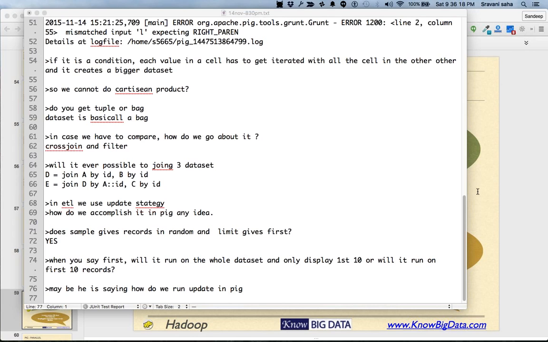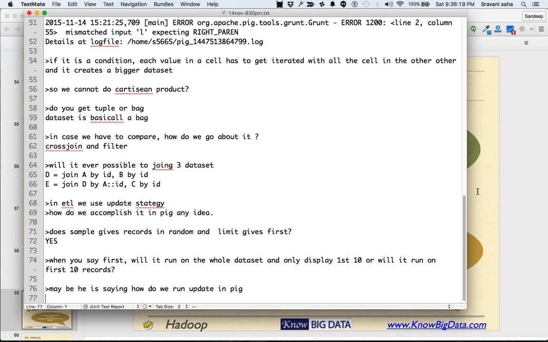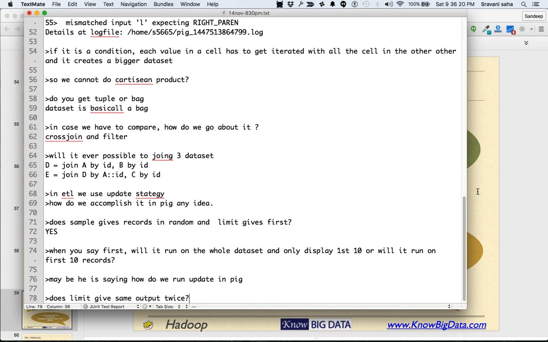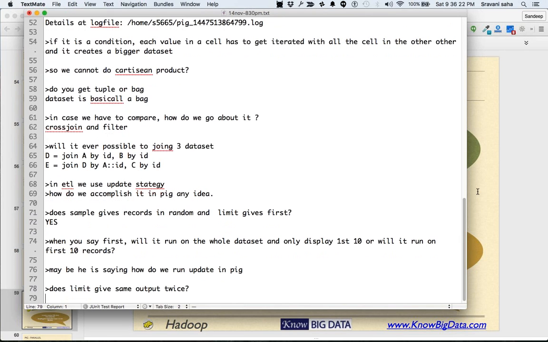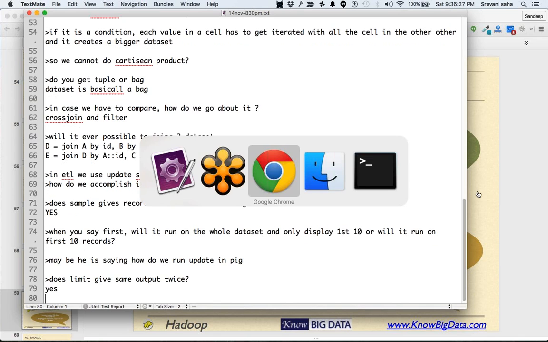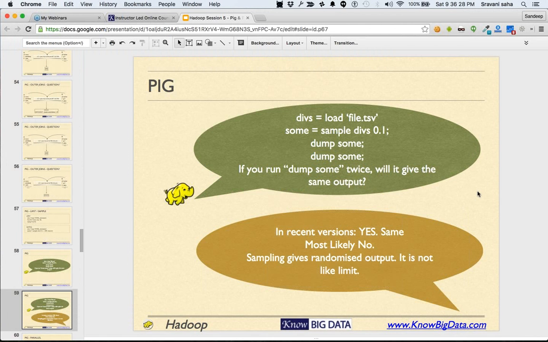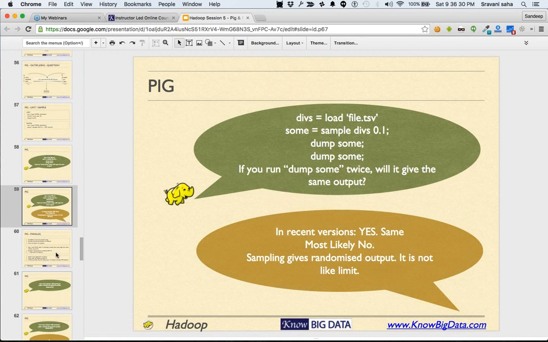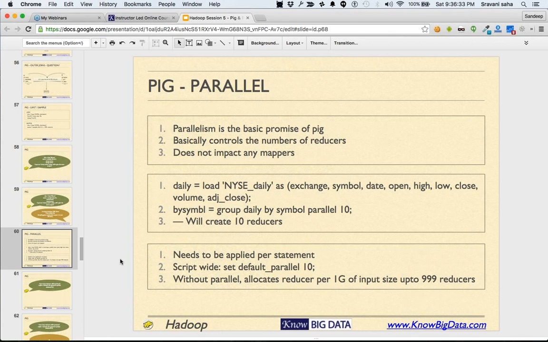All right. So Sridhar is asking, does limit give the same output twice? Yes. If you say dump twice after limit, it will give the exact same output. All right.